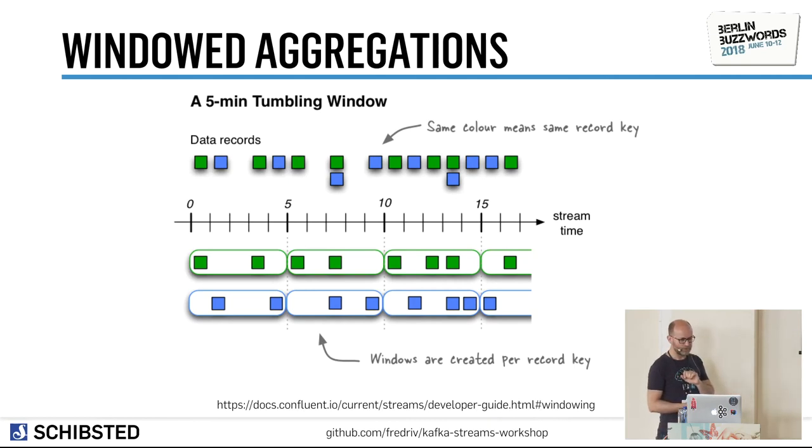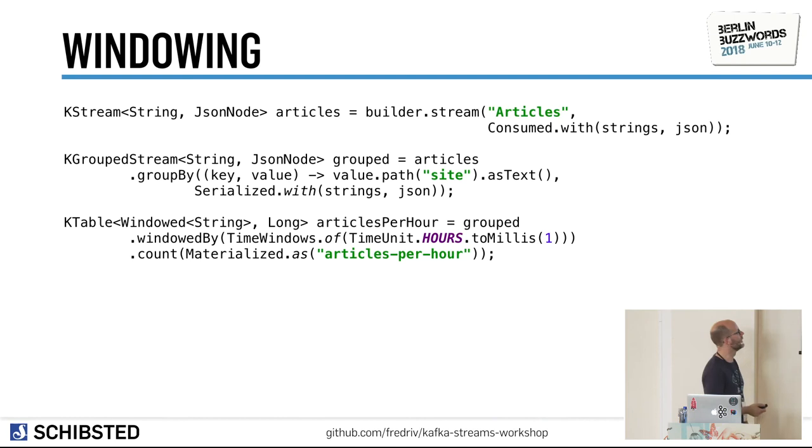Right, so let's have a look at what this windowing will look like. Instead of the simple count that we had earlier, we want to count the number of articles seen per hour. So we still do this group by operation, but instead of doing a count directly, on our grouped stream we do a windowed by, and we give it a time unit, in this case 1 hour. And then we tell it to count.